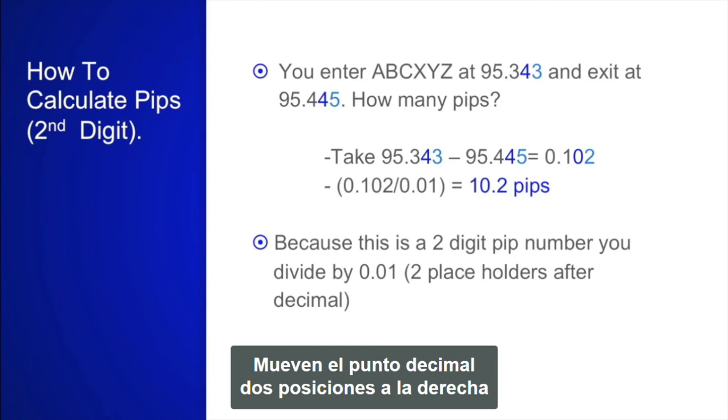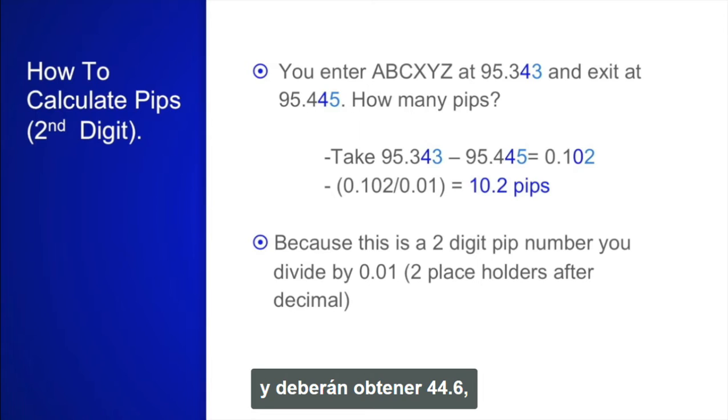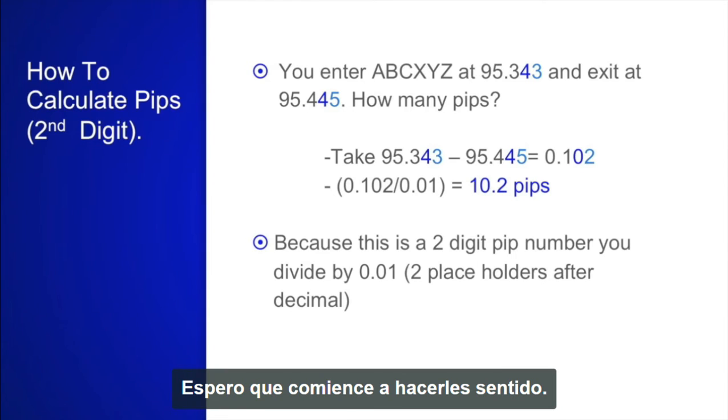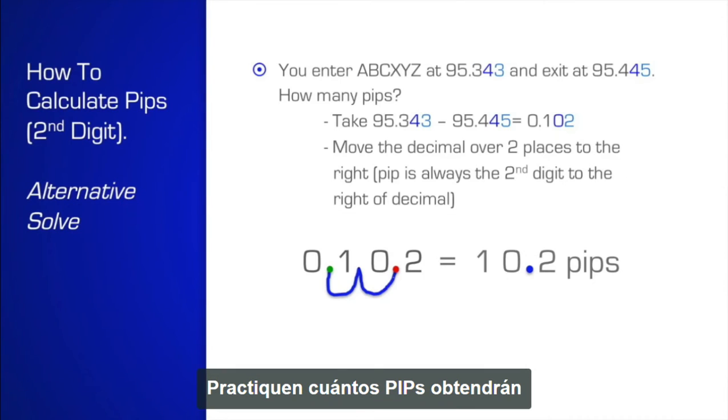Why did you do that? You did it because there are 2 placeholders after the decimal. Remember, on yen and gold pairs, the pip is the second digit after the decimal. So that's why you would divide by 0.01. That's one way of doing it. Now, the other way of doing it, you already know, is slide the decimal place 2 spaces to the right. Remember, 2 places because the pip is the second digit to the right of the decimal in yen and gold pairs.